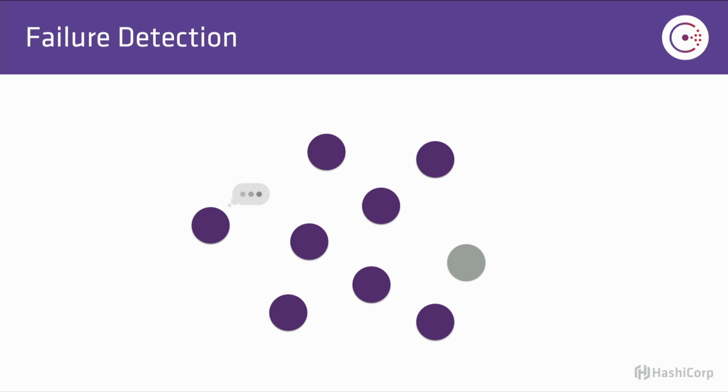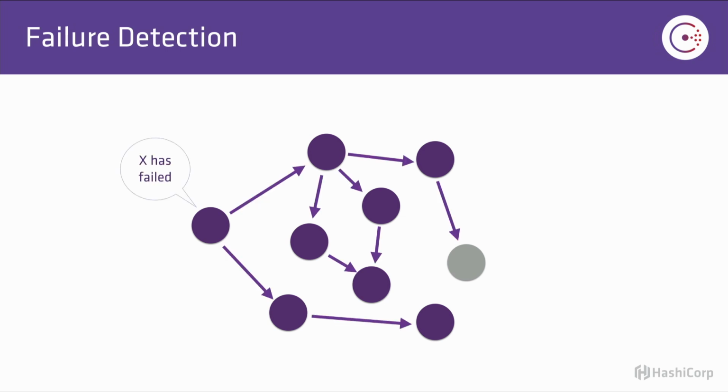Then the node that suspected kind of chills for a minute. It waits. There's some time built into the protocol for the accused to refute that they're actually down. But if it doesn't hear back, then it says it's failed. And that goes out over gossip as well.